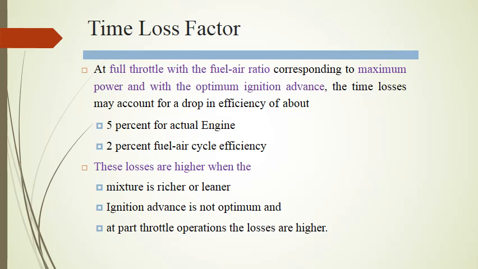At full throttle, with the fuel air ratio corresponding to maximum power and the optimum ignition advance, the time losses may account for a drop in efficiency of about 5%. That is, fuel air cycle efficiency is reduced by about 2%. These losses are higher when the mixture is richer or leaner, when the ignition advance is not optimum, and also at part throttle operations the losses are higher.